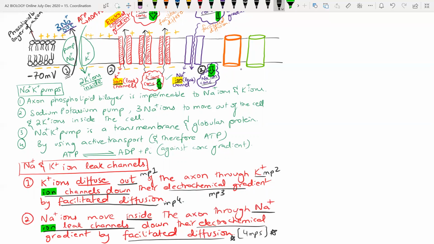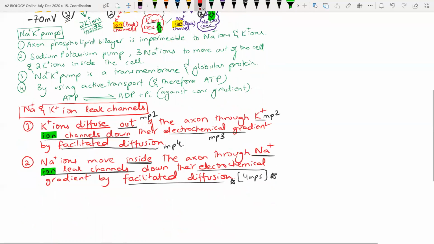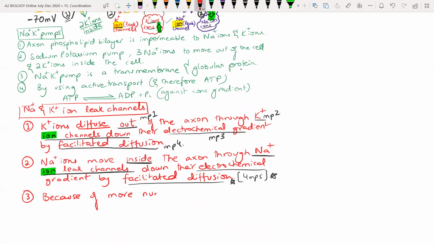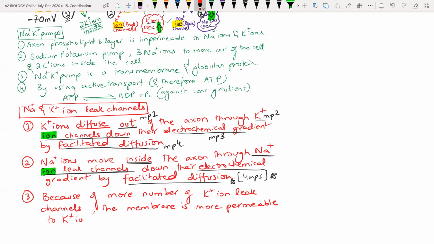Now, the third point that we need to understand here is because of more number of potassium ion leak channels, the membrane is more permeable to potassium ions than sodium ions.